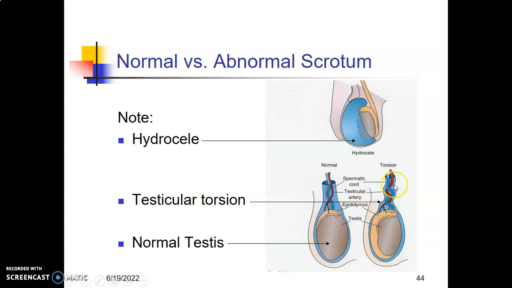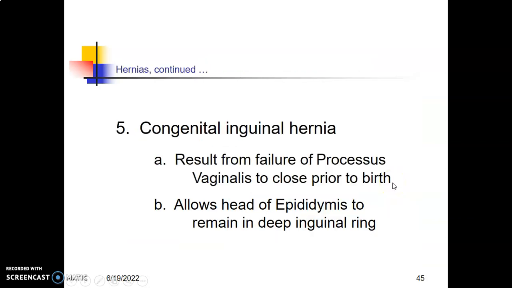Testicular torsion can occur. The testis twists over the spermatic cord. When you have that twisting, you obstruct the blood vessels, so it can lead to necrosis of the testis. So this is what we call testicular torsion. This is the normal testis, and here there is torsion of parts of the spermatic cord, so the testicular vessels are occluded.